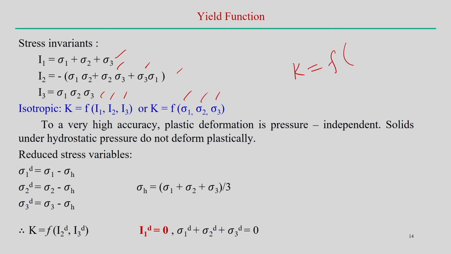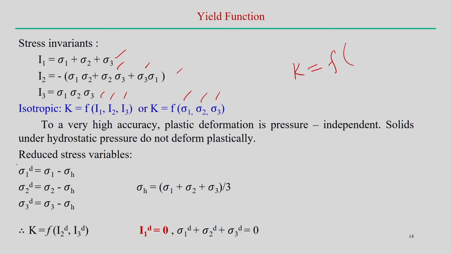Now, if we want very high accuracy, in that case plastic deformation is pressure independent. We already explained that any state of stress can be divided into a hydrostatic stress component and a deviatoric stress component. If we assume that plastic deformation is independent of the hydrostatic stress component, then we can reach some conclusions. Solids under hydrostatic pressure do not deform plastically; we normally assume that a solid under hydrostatic pressure deforms only elastically. Therefore, once we consider plastic deformation, we can reduce the stress variables.